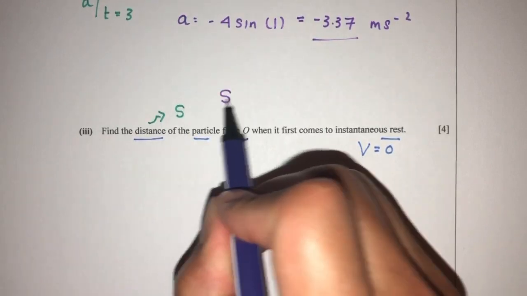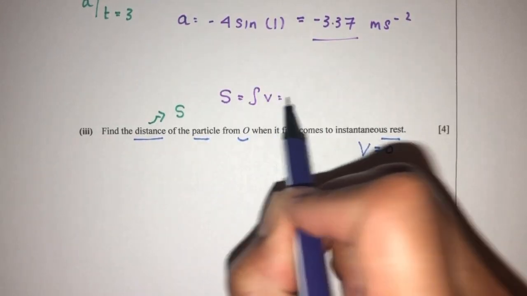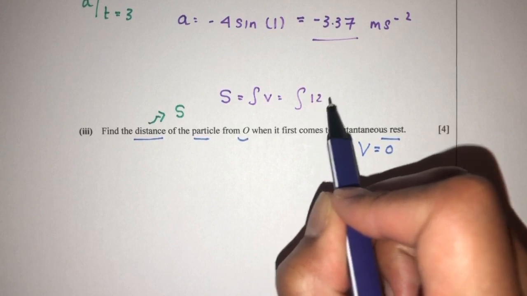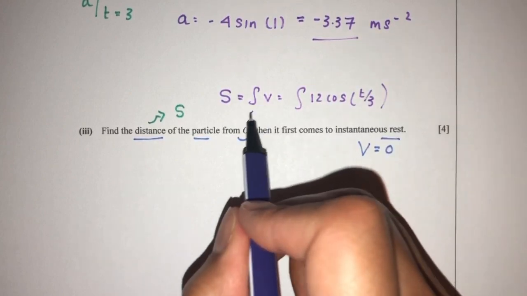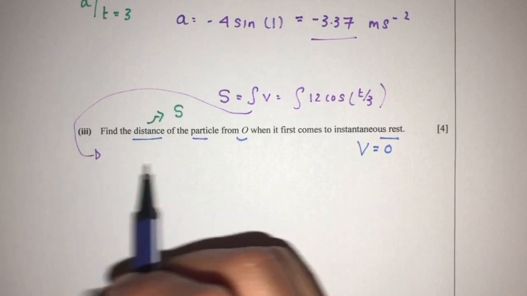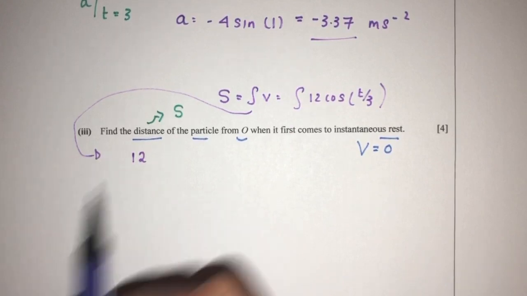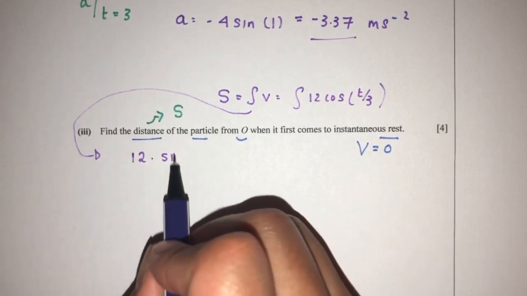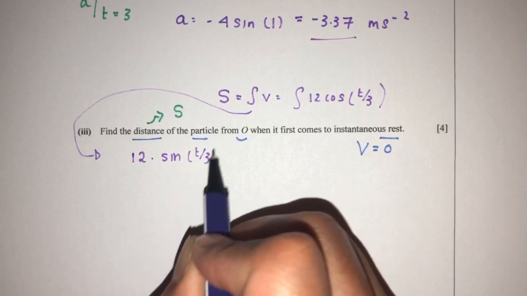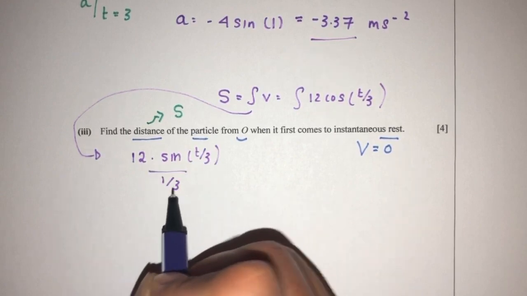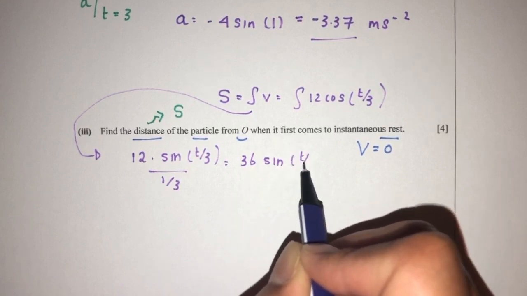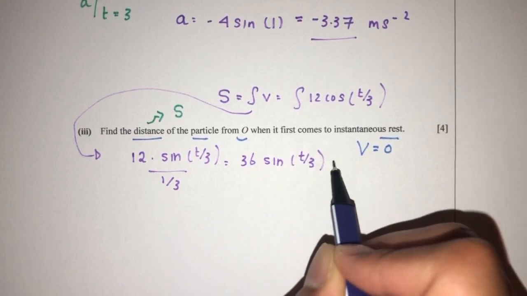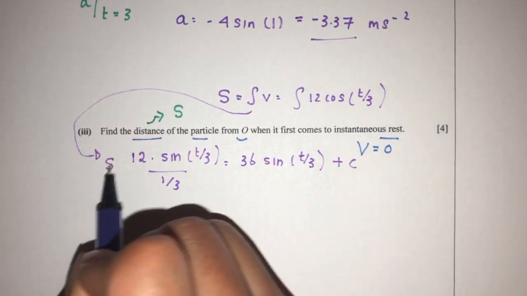So displacement is equal to integration of v. So let's first find that. That'd be 12 cos t over 3. So let's continue here. This will give you 12 is the multiple. This will give you sine t over 3 divided by 1 over 3. That will become 36 sine of t over 3 plus c, obviously, for s.